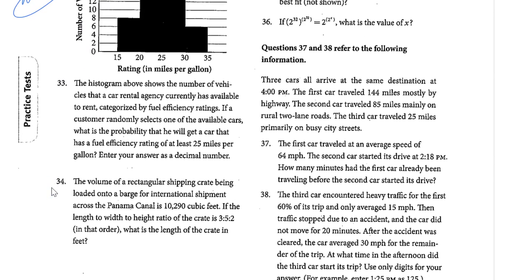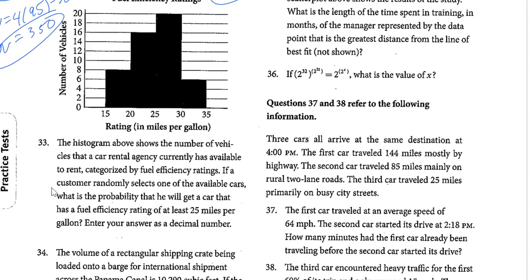Okay, on to 33. We are looking for the probability that he will get a car with a fuel efficiency of at least 25. So at least 25, right? So what that means is we're looking at going in this direction. If I look at this line, there's 25. There's 20 in this interval, and then 6 over here. So 20 plus 6 gives me 26.